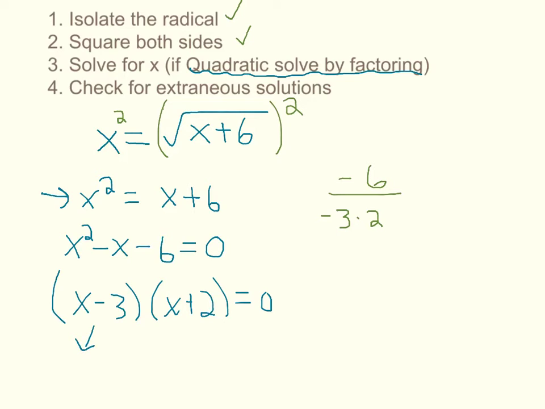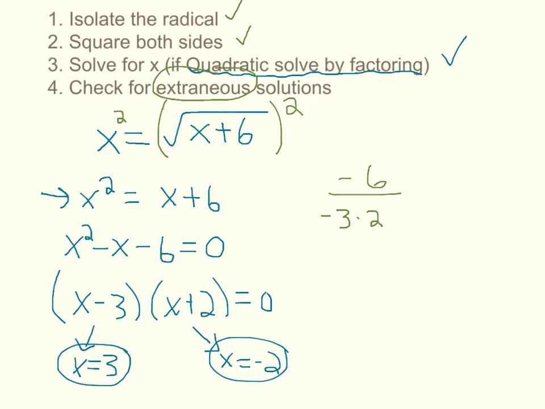What value of x right here would set this equal to 0? It's the opposite, so x equals a positive 3. And then this binomial, what value of x would allow this equation to be equal to 0? Opposite of positive 2, it would be -2. So those are my two solutions. However, we still have to check for extraneous solutions. And these extraneous solutions seem to pop up more when we have a quadratic.